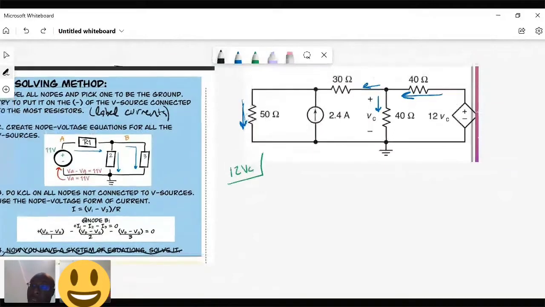Let's label this one. Let's call the next one A, B, and C, and D. Those two are all the same node. I'm assuming the bottom one. Yeah, they're all ground. Everybody on the bottom right here is ground. So node A is just equal to 12 VC. Yes, exactly. And that's all you have to do. VA is 12 VC.